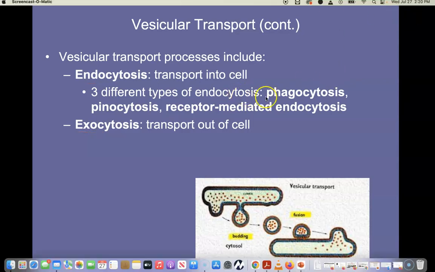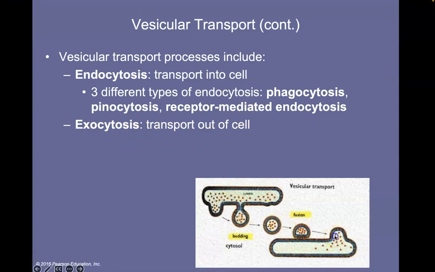There are 3 different types of endocytosis that we're going to talk about in just a minute. Phagocytosis, which is kind of what we consider cell eating. Pinocytosis, which is cell drinking, but really it's kind of bringing in small particles. And then receptor-mediated endocytosis. And we'll talk about that, where you're binding very specific molecules, multiples of those molecules, and transporting them in a vesicle. And then exocytosis, again, is just going to be transporting things out of the cell. Okay.